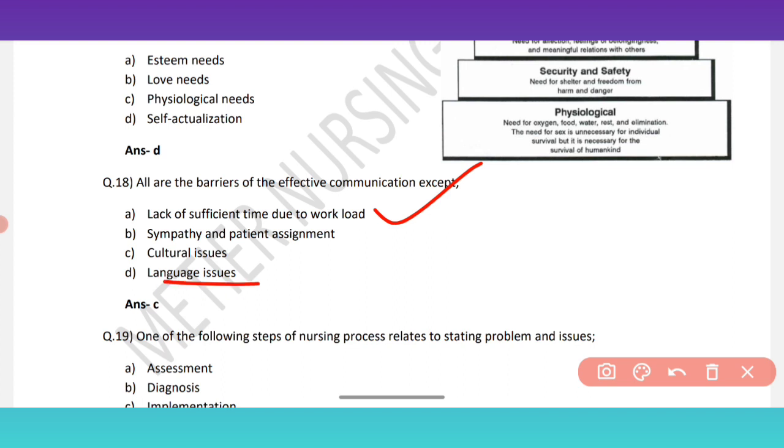Language issues. Especially for North Indians, if they are going to South India, there will be a language barrier. South Indians coming to North India, there will be a language barrier. Northeast people coming to South India or North India, there will be a language barrier, right? So definitely language plays a vital role as a barrier. And what about culture? Culture is not going to have more impact compared to the others. So we can consider option C as the right one.